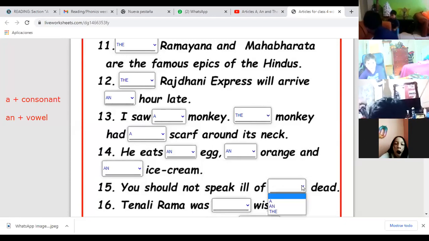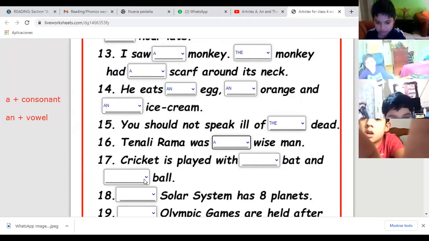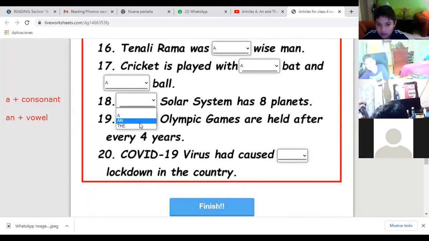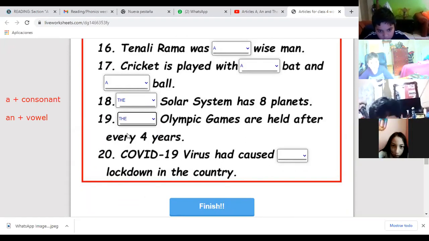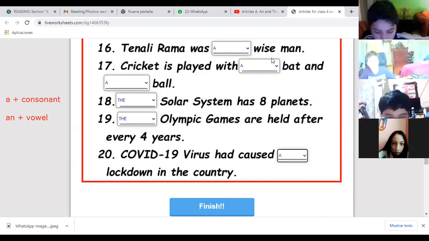You should not speak ill of the dead. Tenali Rama was a wise man. Cricket is played with a bat and a ball. The solar system has 8 planets. The Olympic Games are held after every 4 years. COVID-19 virus had caused a lockdown in the country. A lockdown is cerrado todo. Lockdown.